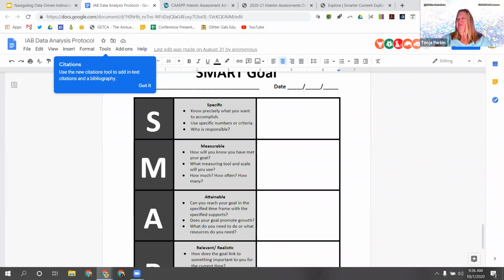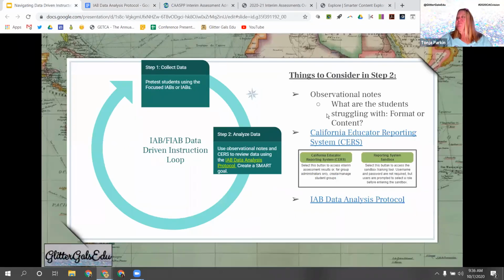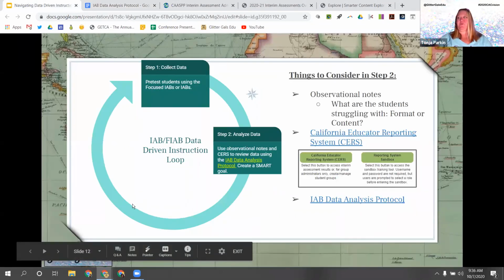So I got it. Okay, just making sure. Yep. Most of them are asking where they can find the protocol link. So I put that link in the chat box, what you were going over.